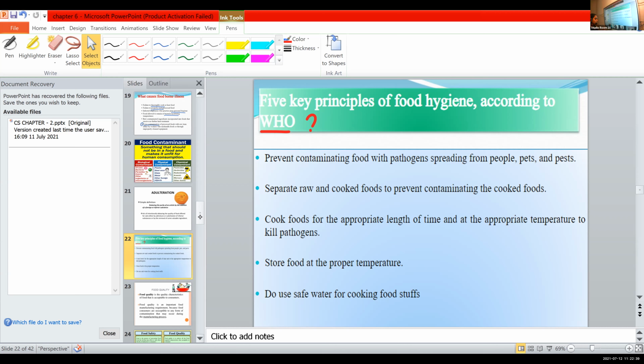All these things come under the food safety part, okay? Not in the food quality part. These two slides belong to food safety because we are ensuring the hygiene of particular food. Try to write the key points, that's enough.